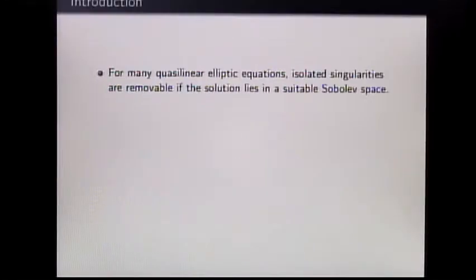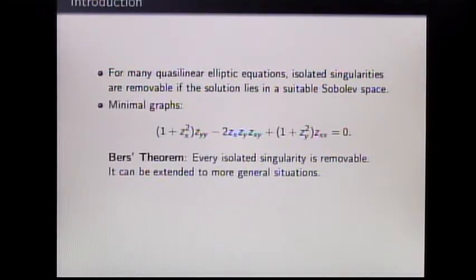Well, let's start. We know that for many quasi-linear equations, an isolated singularity is in fact removable, it doesn't exist, whenever the solution is smooth enough close to the singularity. So if we impose that the solution belongs to a certain Sobolev space, we immediately can say that the singularity does not exist. That is the case, for instance, for the well-known example of minimal graphs in the Euclidean space, which have mean curvature equal to zero. This is a divergence type quasi-linear equation. By Bers, we know that an isolated singularity of this equation is, in fact, removable. Isolated singularities do not exist in this case.